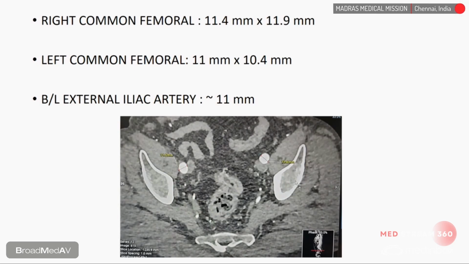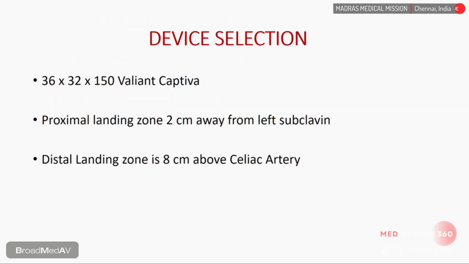If you see the access vessel sizes, the right common femoral is 11.4 x 11.9 and the left common femoral was 11 x 10.4. Both iliacs were around 11 millimeter. So we had good sized access vessels, and we are planning to pre-close the right common femoral access with 3 ProGlide devices.